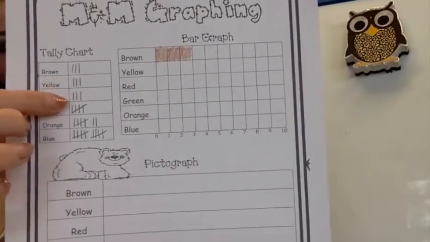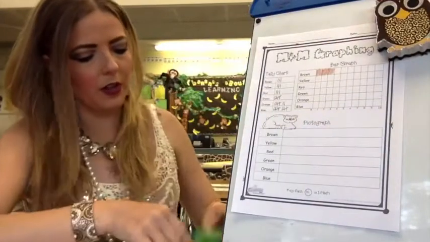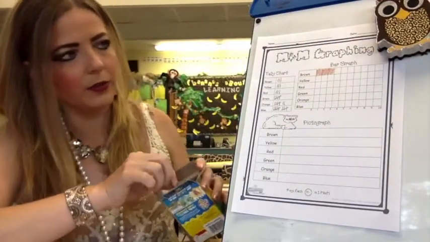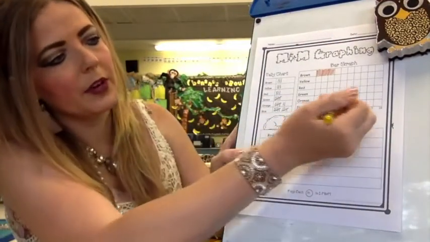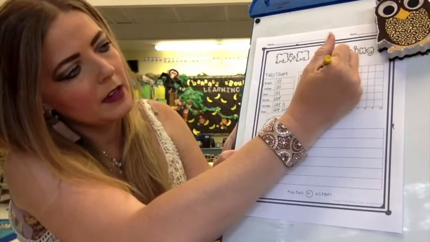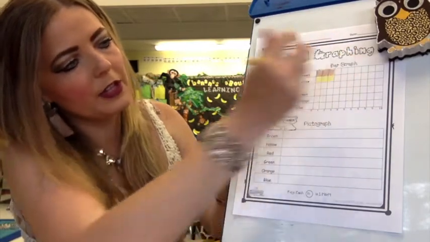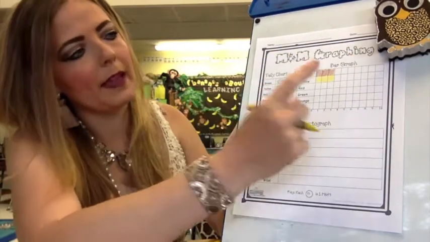We also had 3 yellows. So now we are going to color in 3 yellows. So I'm going over to where it says the number 3. I'm going to go up and color yellow. So I'm using the information from my tally chart to make my bar graph.